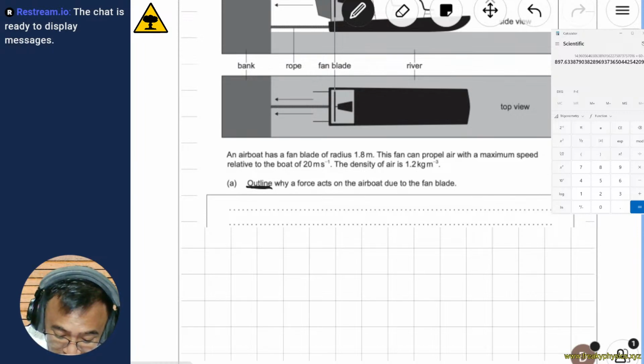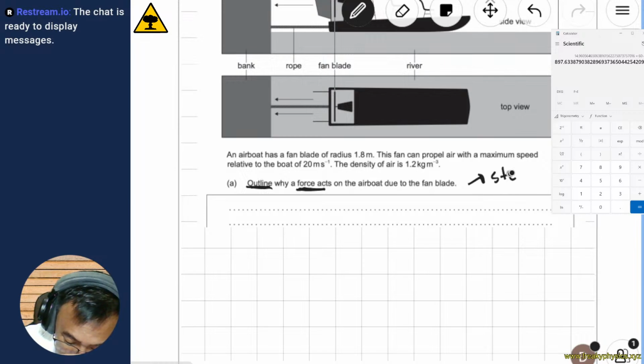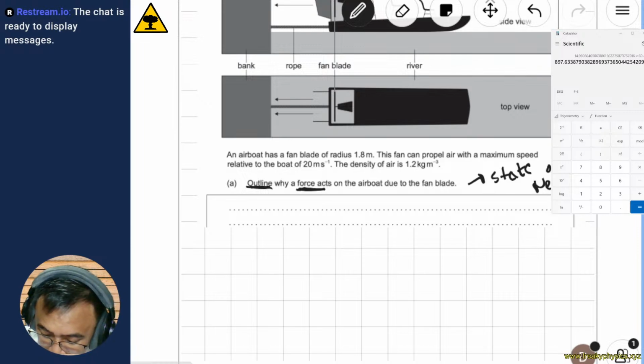So what am I going to write for the first mark? Newton's second law. No, third law. Newton's third law states that for every action there is an equal and opposite reaction. That's 1 mark already.